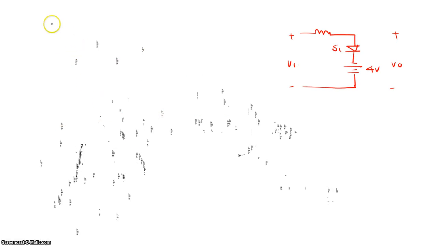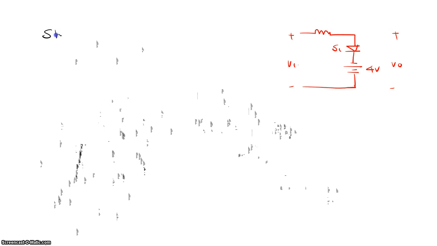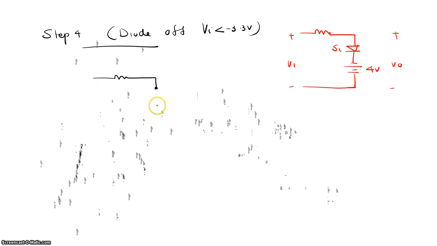Now when the diode is off, what will you get in step 4? Now the diode is off. Diode is off means what is the condition? Vi is less than minus 3.3 volt. So when the diode is off, it is just like an open circuit. So how is your circuit? It is just like an open circuit. You are applying your input voltage here and taking the output voltage here, but that line is open.